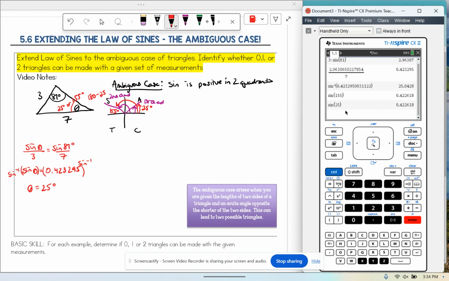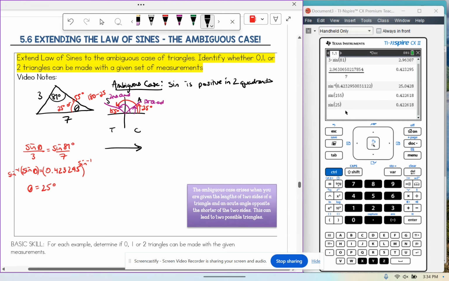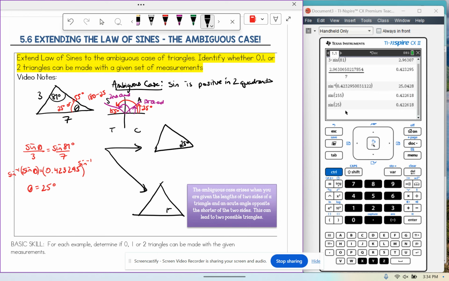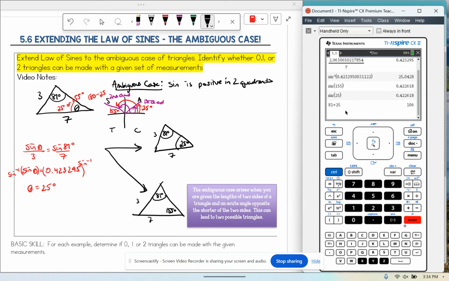So let's see if 2 possible triangles, 1 possible triangle, or no possible triangles could be made with a picture like this. I've got 2 possible triangles arising here. I've got one where theta is 25 degrees, and one where theta is 155 degrees. What I need to do is make sure that there's enough degrees left in that triangle to have a third angle, right? So I've got my pictures here, I'm just copying them from the left. What I'm trying to see is if I do 81 plus 25 and subtract it from 180, will there be enough degrees left over for a third angle?